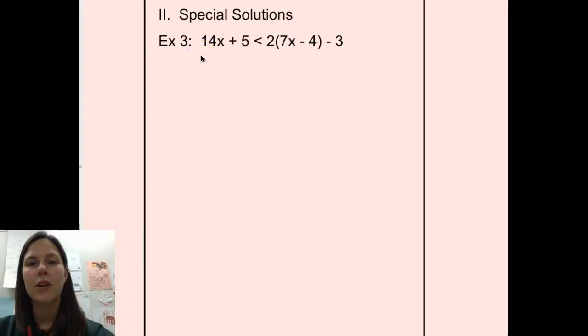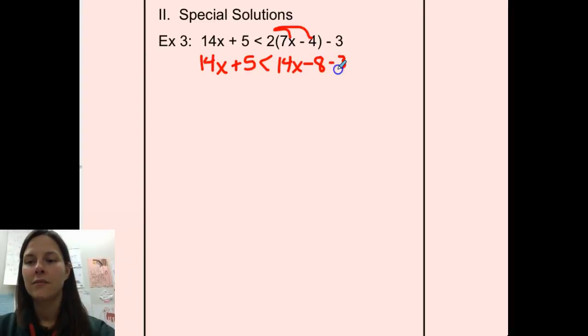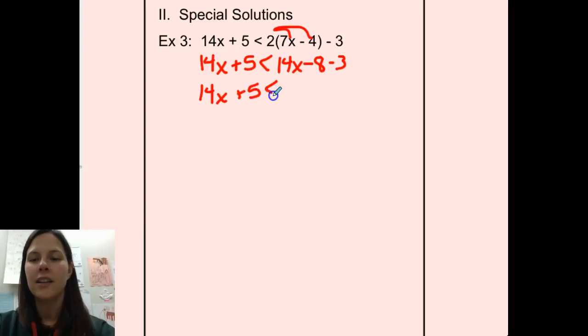Now we're going to learn about how inequalities can have special solutions. So similar to an equation, when you solved it and got a special solution, the variable would cancel. The same thing can happen with inequalities as well. Let's start off by distributing on the right-hand side. 14x minus 8. Then we can combine our like terms on the right-hand side.